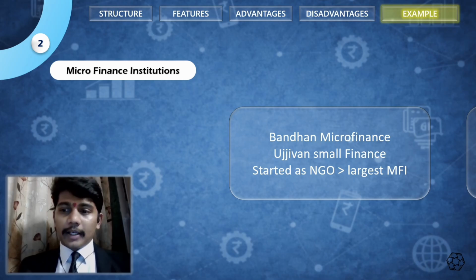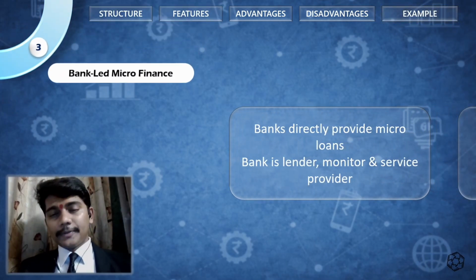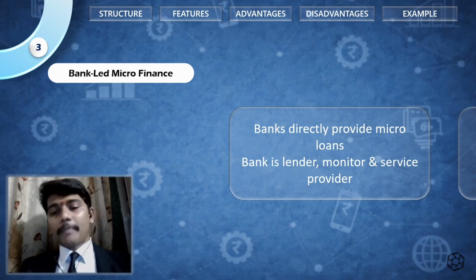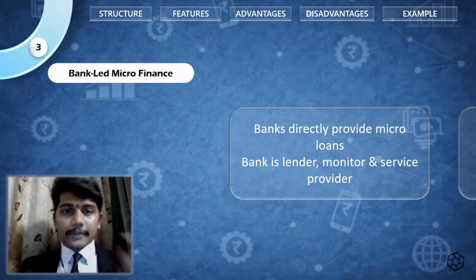Then the next one comes as bank-led microfinance. So this is directly from the bank. The banks directly provide microfinance loans themselves, there is no intermediary between them. So this acts as another service from the banks.